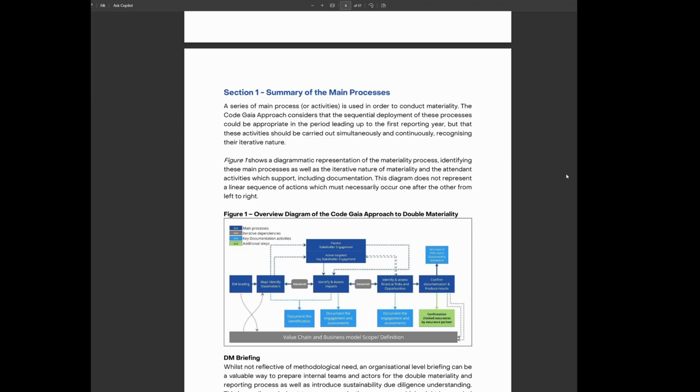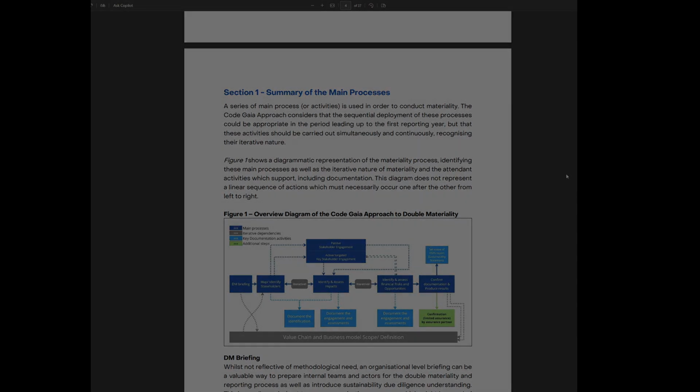So I welcome feedback on this document. I'm hoping that certainly the users of our software find this really helpful, and the partners we partner with find this really helpful. And I'm keen to add to the overall conversation, helping people move forward with double materiality.